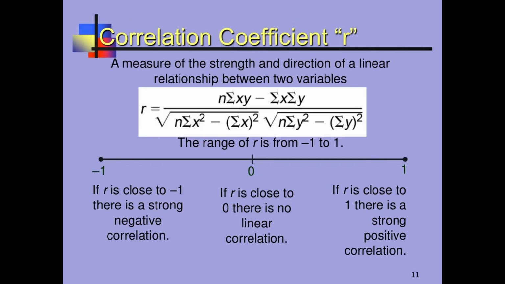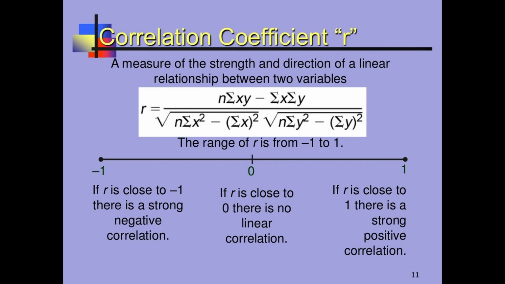Correlation coefficient R is a measure of the strength and direction of a linear relationship between two variables. This is the formula for the correlation coefficient R: n summation xy minus summation x times summation y, divided by the square root of n summation x squared minus (summation x) whole squared, times the square root of n summation y squared minus (summation y) whole squared.